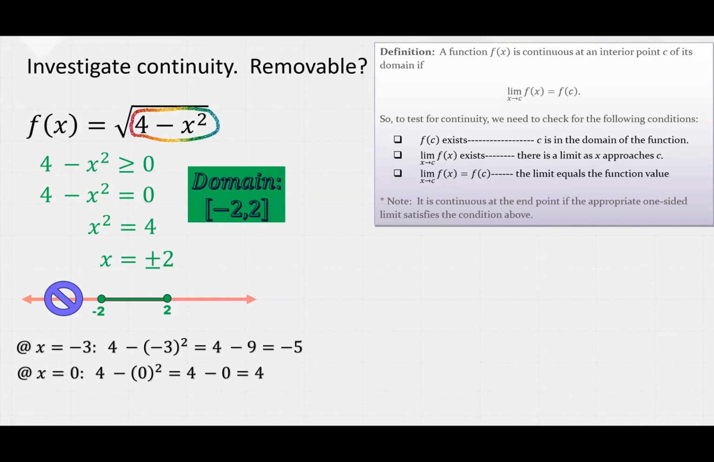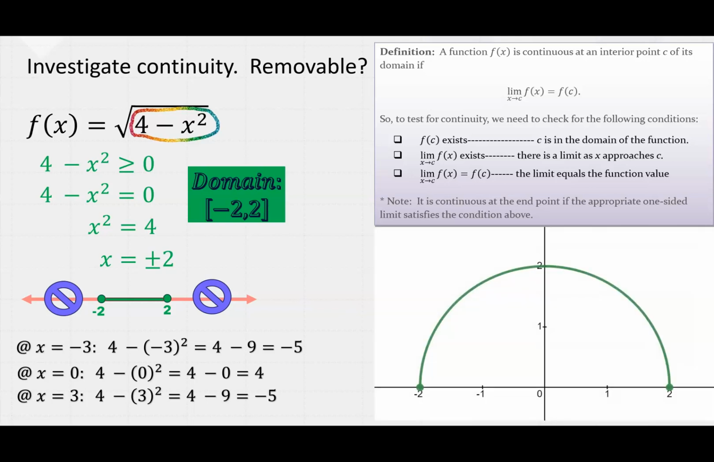And then if you pick a number to the right of 2, let's say 3, you'll get a negative number again, and you cannot take the square root of a negative number, so that doesn't work. Therefore, the domain is -2 to 2, and if you look at it, it is half a circle.